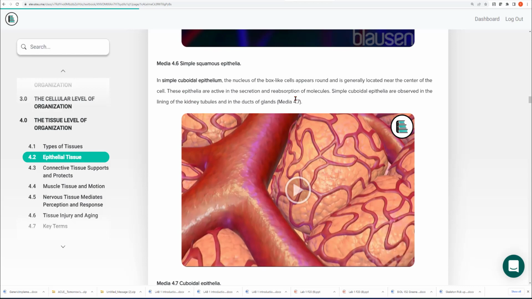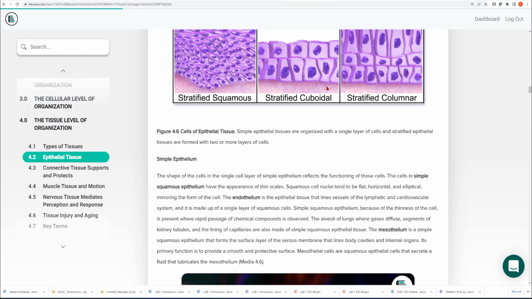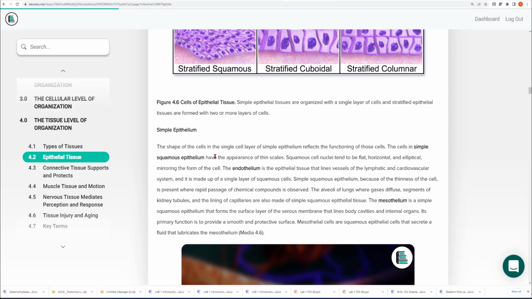Simple cuboidal. Oh, let me go back. So when it comes to these tissues, let's go through it. So simple squamous, I didn't say it just now. Simple squamous, one layer, flat cells. We find simple squamous in the endothelium inside your blood vessels. That is a single layer of flat cells. So your endothelium is also a simple squamous epithelium. Your serous membranes are also a simple squamous epithelium. So endothelia and mesothelia are also, by shape and classification, simple squamous epithelia.